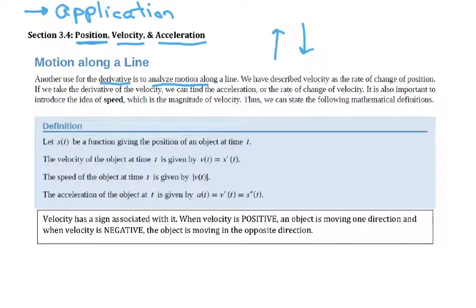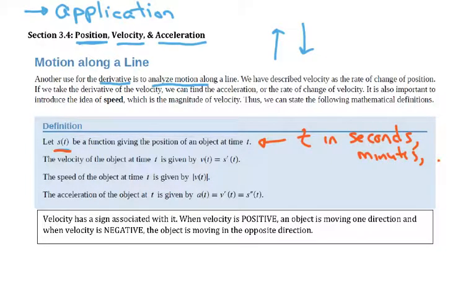an object. So we usually let s of t be the function that gives the position of an object at time t. t can be in seconds or hours or minutes, etc. So we have to pay attention to that.